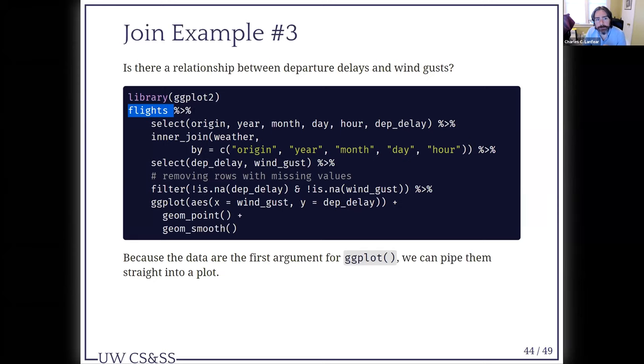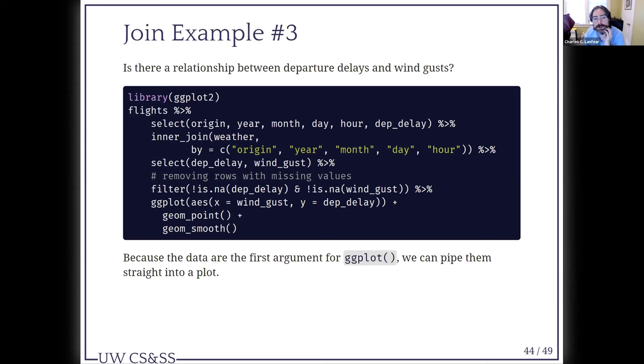I say take the flights data and then select the origin variable, which is the specific airport, the year, which doesn't matter, they're all 2013, but I put it there anyway, the month, the day, the hour of the flight, and then I want the departure delay so I can check this in a minute. I'm going to join these data with an inner join to weather. Inner join will drop any observations from either the weather data frame or the flights data frame that don't have a match. So this basically gets rid of missing values on my weather data. I'm going to join to the weather data by the specific airport, because each airport has different weather, by the year, the month, the day, and the hour of the flight, because the weather is specific down to the hour.